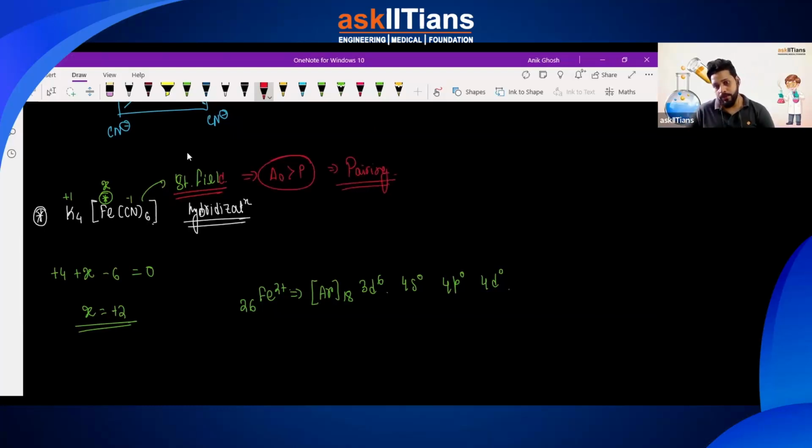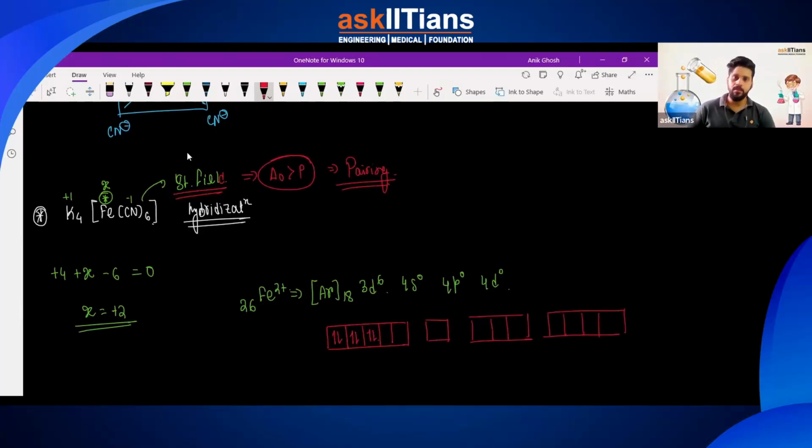So now, let's put these electrons up. Pair them up, the 6 electrons: 1, 2, 3, 4, 5, 6. That's how you're going to put 6. Then you have 4s, then 4p, then 4d. Now, if you start putting the electrons in there, 1 cyanide, 2 cyanide, 3 cyanide, 4 cyanide, 5 cyanide, 6 cyanide. What is the hybridization, guys?